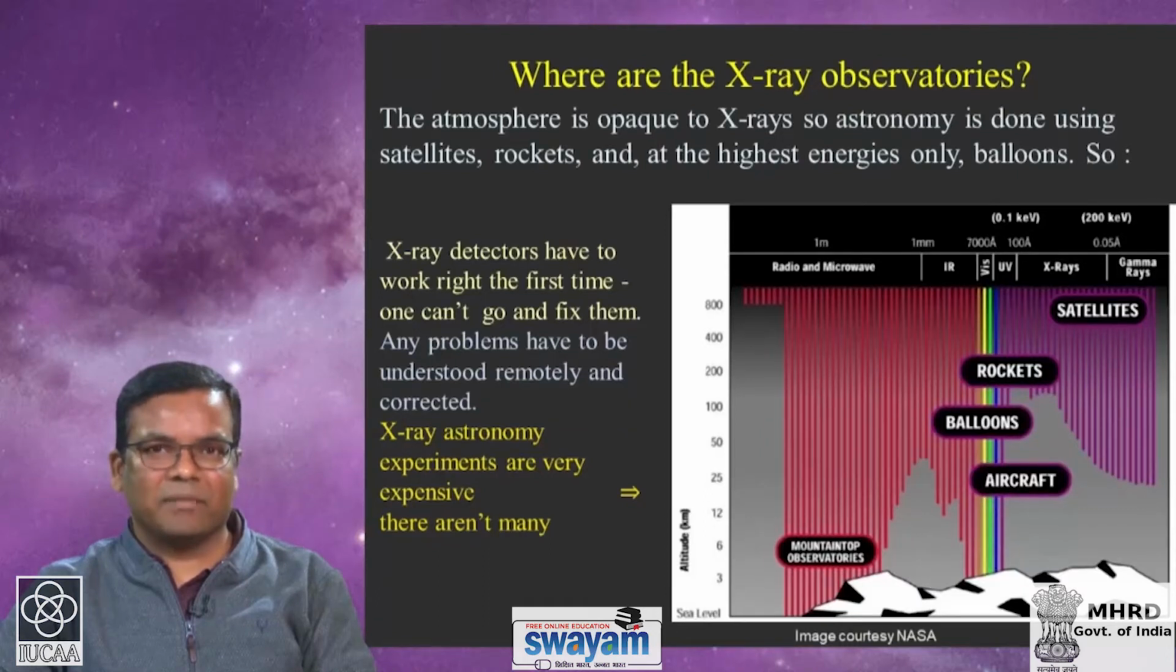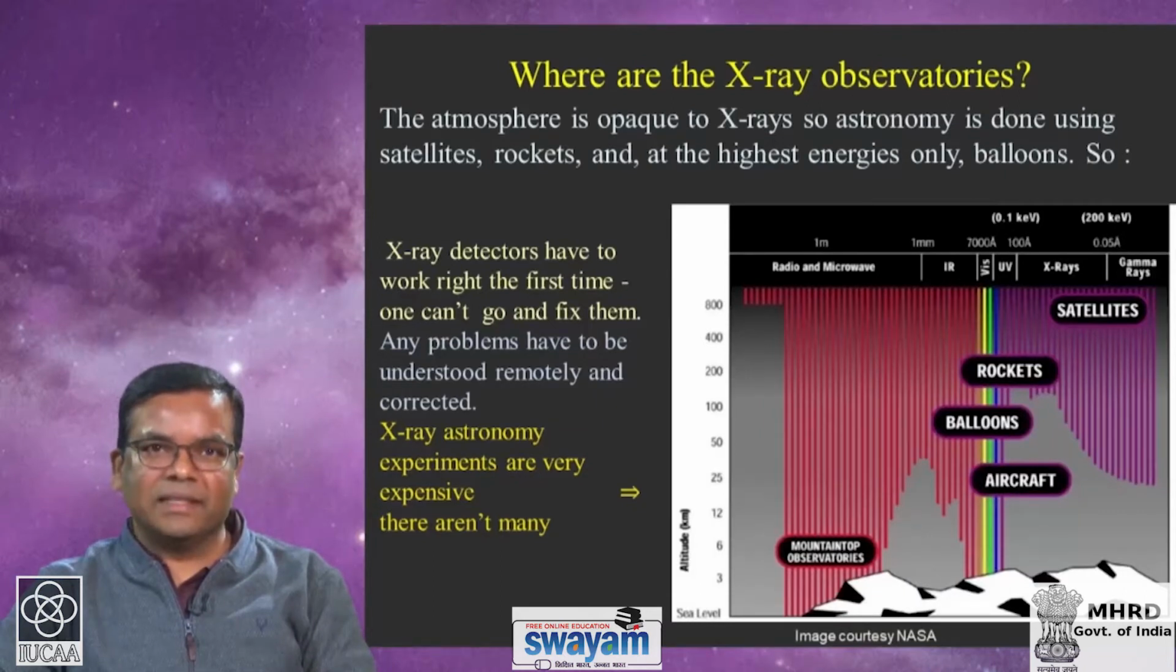So, hard X-ray astronomy can be done with balloon-borne experiments, while to study soft X-rays from cosmic X-ray sources, we need to use satellites and rockets. What this means is that the X-ray detectors have to be in satellites above the Earth's atmosphere. So, therefore, X-ray detectors have to work right the first time. We cannot go and fix them there. So, any problems have to be understood remotely and calibrated accordingly.